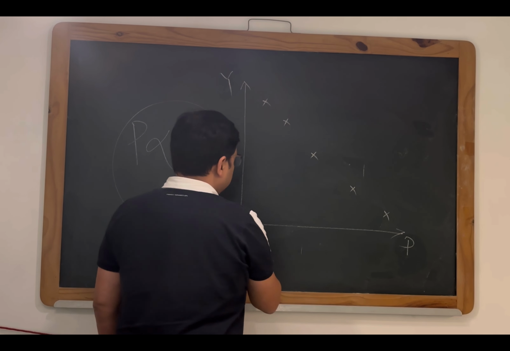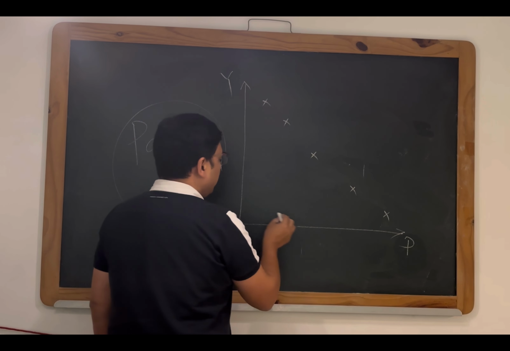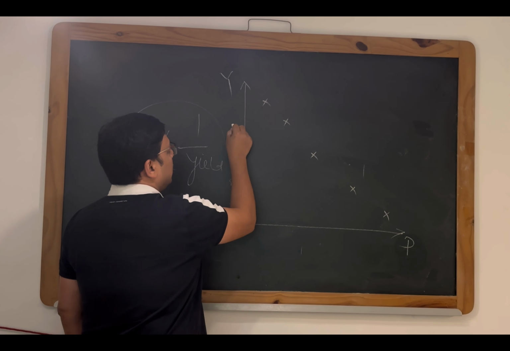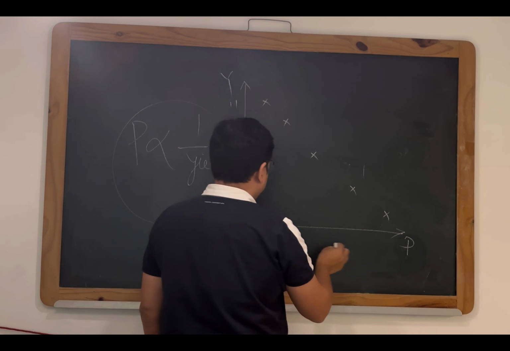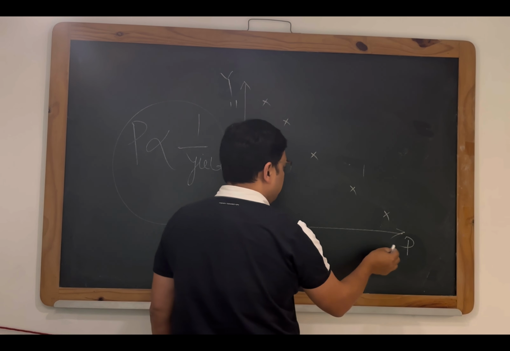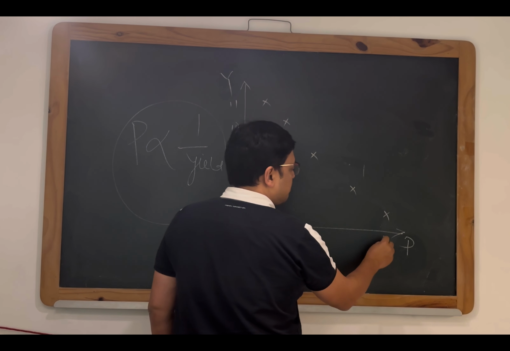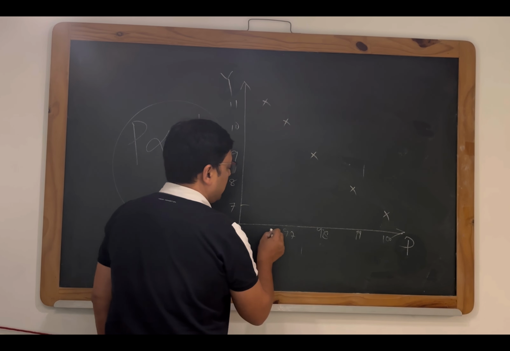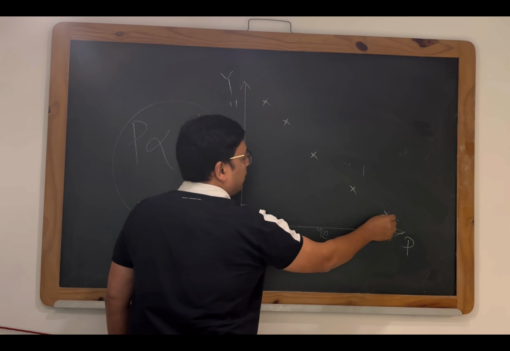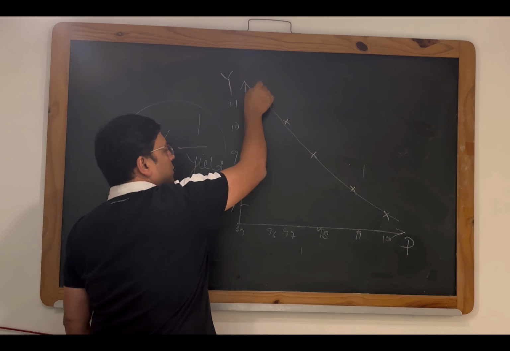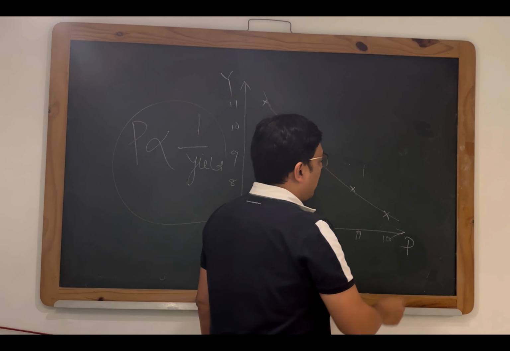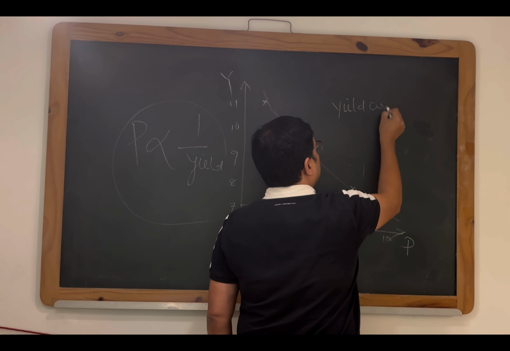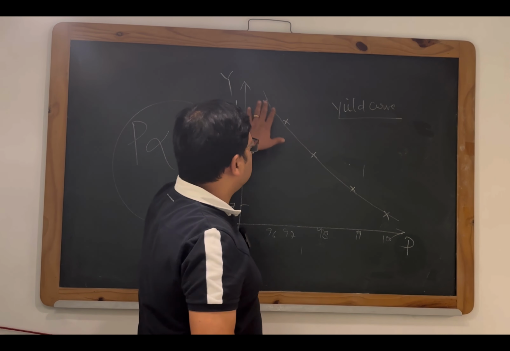Now let's assume this is 0, 0, and this is, let's say, 7, 8, 9, 10, 11. This is a 7% bearing bond. At 7%, the price is 100. This is 99, 98, 97, 96, and so on. If I connect all these crosses, I get a curve, and this curve is called the yield curve.